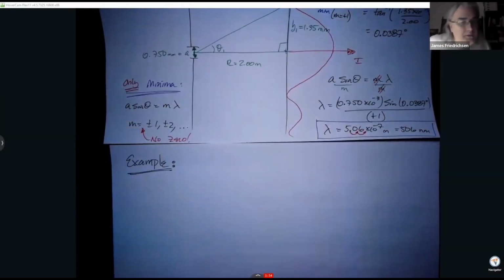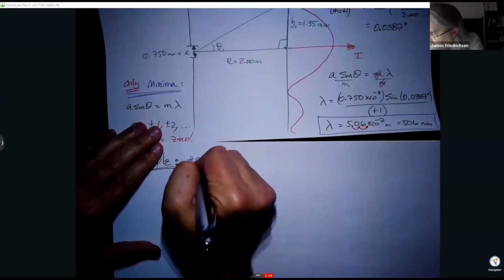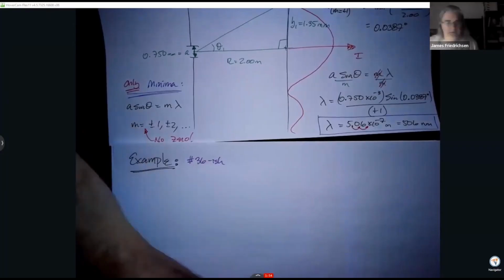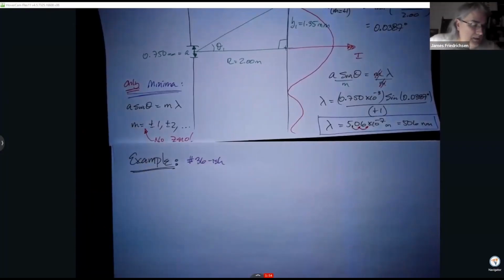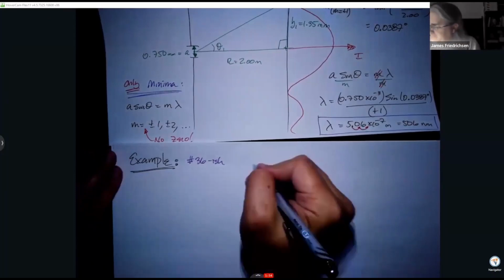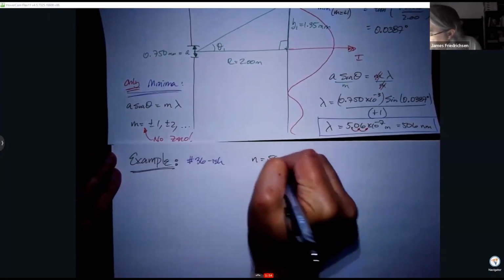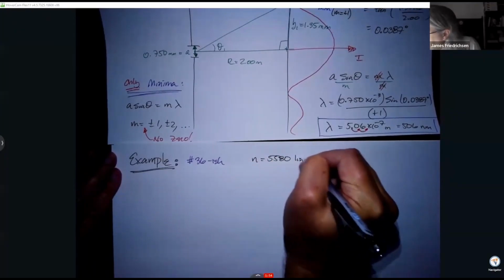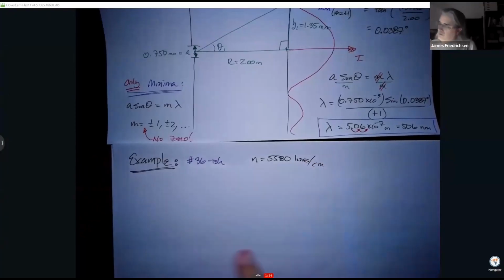Last one. All right, so let's go in and take a look at one similar to number 36. I might change it a little bit. So 36 reads that a diffraction grating has 5,580 lines per centimeter. So this is that grating parameter. And we're going to need the spacing between adjacent slits.